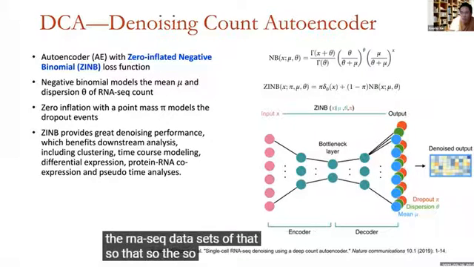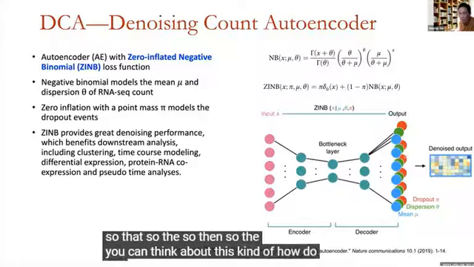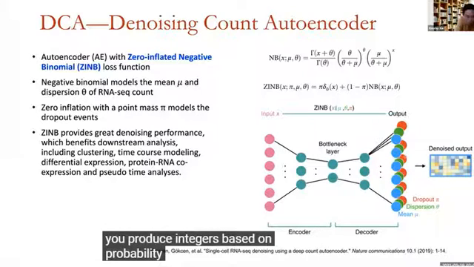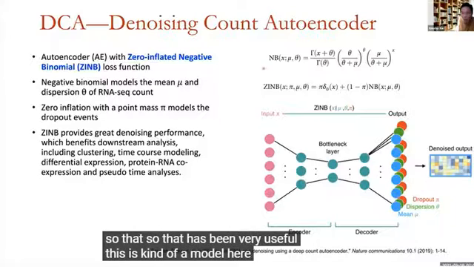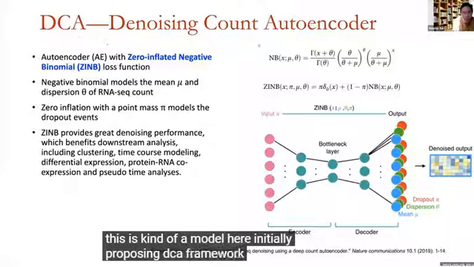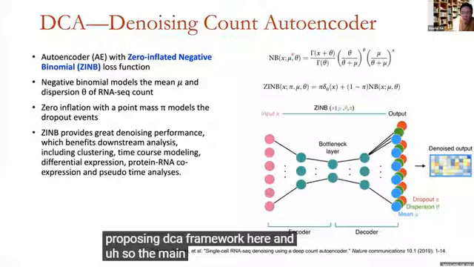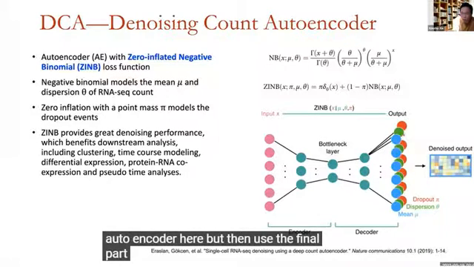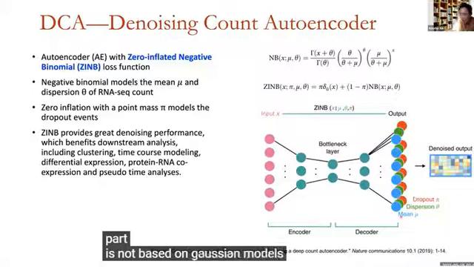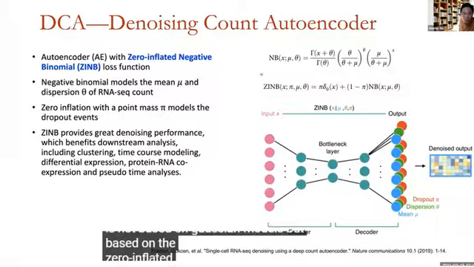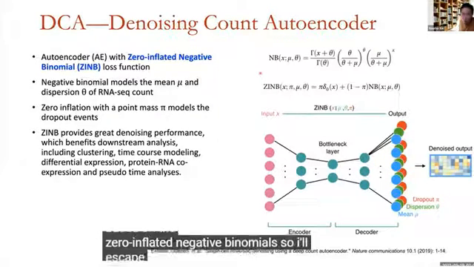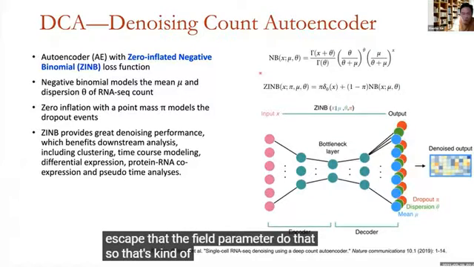You can think about this as how you produce integers based on a probability distribution. That has been very useful. This model was initially proposed in the DCA framework. The main idea is that you still use an autoencoder, but the final part is not based on Gaussian models, but on the zero-inflated negative binomial. There are a few parameters to do that, but I'll skip that.